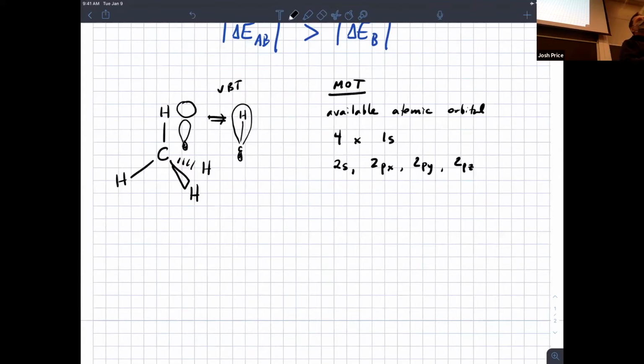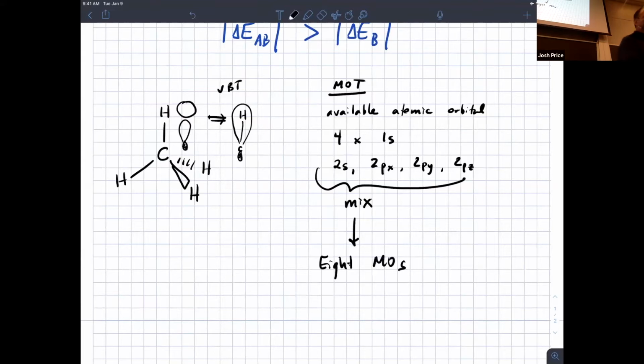And the first rule of MO theory that's mentioned, well, actually, I guess it's the second that's mentioned in your study guide, is that when we mix these together, we have to get out the same number of molecular orbitals. So 8 orbitals in, we're going to need to make 8 molecular orbitals. And these molecular orbitals are going to be delocalized across the whole molecule of methane.